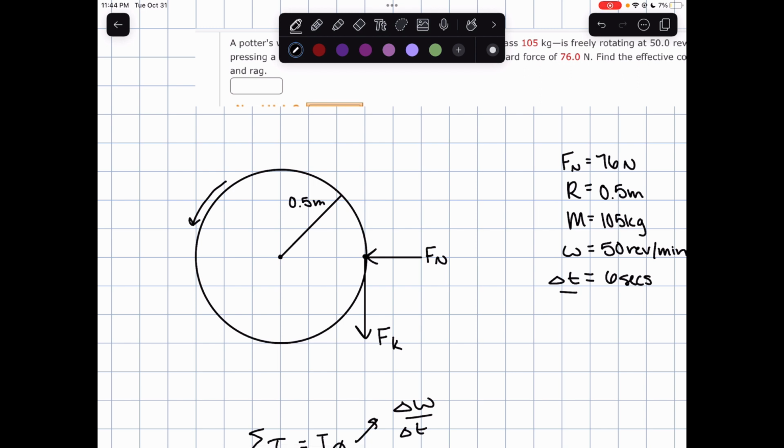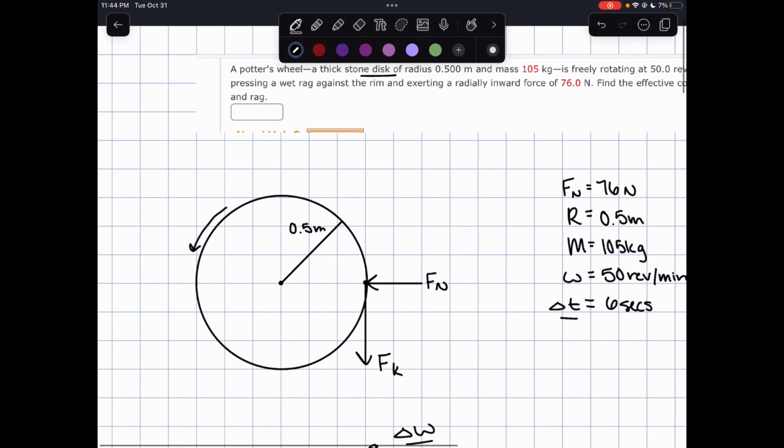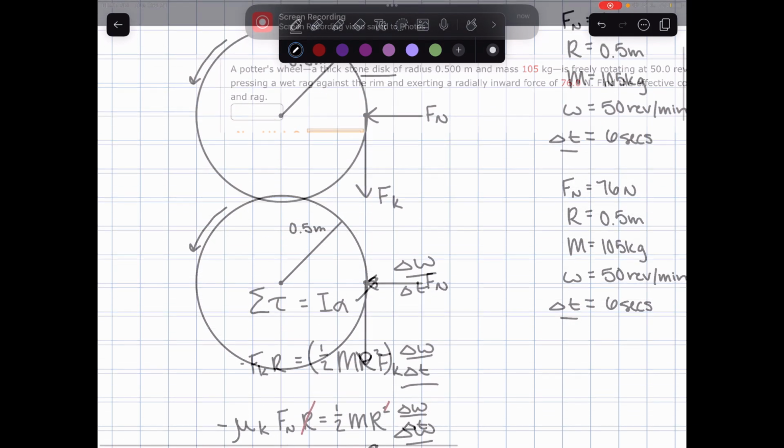We have the normal force pointing radially inwards towards the center. Then we have the frictional force pointing in the opposite direction of the rotation, because the frictional force is what's going to bring it to a stop. So, that's all for our conceptual part. Now, let's move on to the mathematical portion.